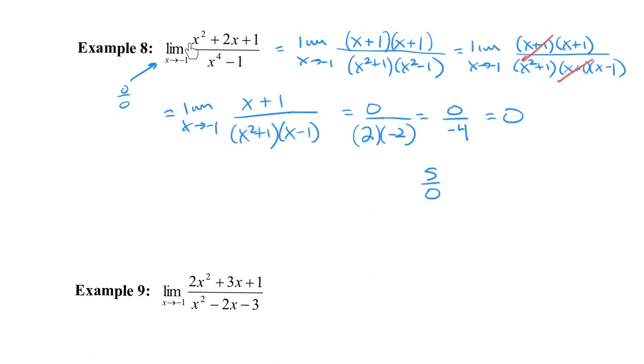So if we look at this expression and plug in numbers really close to -1, this is going to get closer and closer to 0. Sometimes students get these mixed up, so let me show you a really easy little memory hook. I'll use 5 over 0 and 0 over 5. Let's compare these two situations.